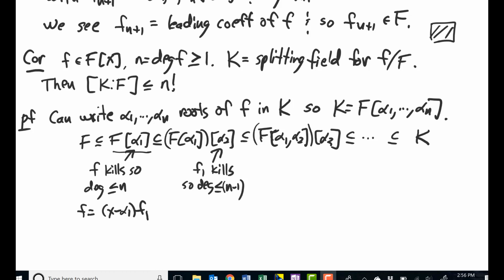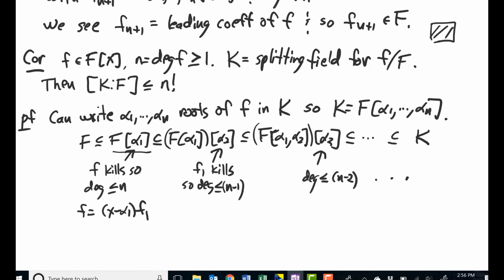Since f1 kills alpha 2, which will be the next root, its degree is at most the degree of f1, which is n minus 1. That means the degree of this minimal polynomial is at most n minus 1. So the degree of this extension is at most n minus 1. And then you just keep going this way. This will have degree at most n minus 2 and all the way down.